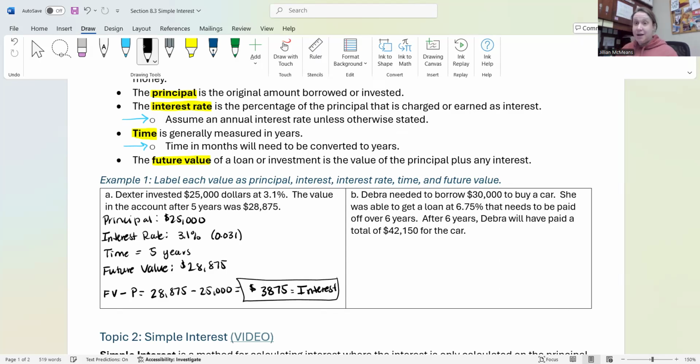Okay, that is not the actual interest calculation. You're going to see very, very soon that we have a bunch of different formulas that we're going to use. This is just labeling pieces to a problem or to a situation.